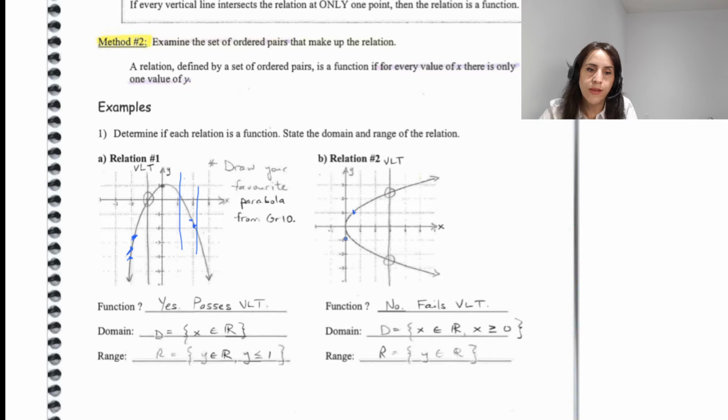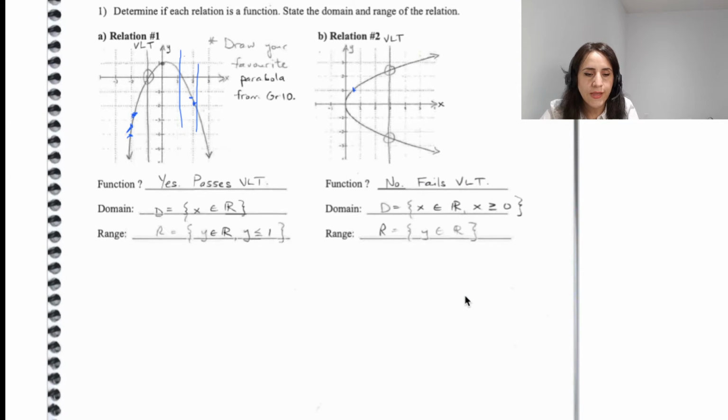All of the coordinates on the graph have a positive x value. Then x has a restriction: it has to be bigger than or equal to 0. How about the range? The range is y is an element of the real numbers. The range goes to the highest value there and the lowest value here. There is no restriction for the y value, so it is all of the real numbers.